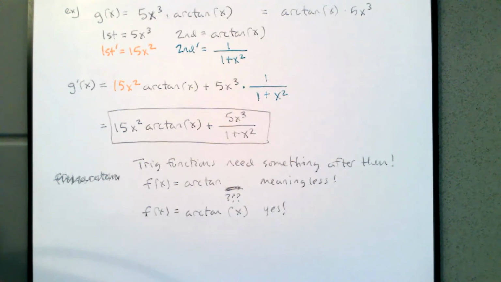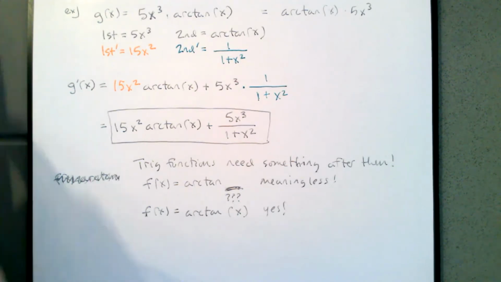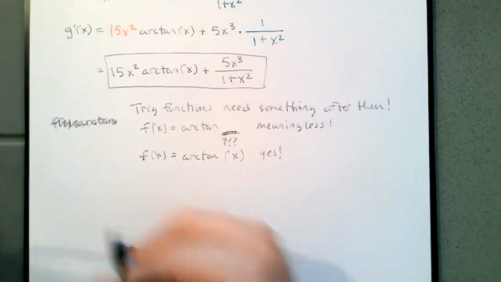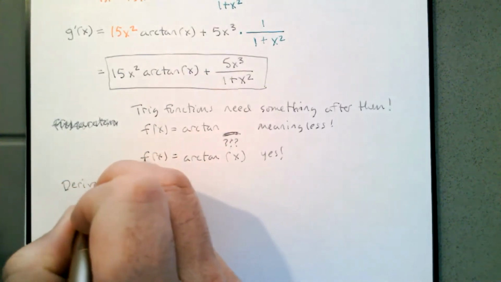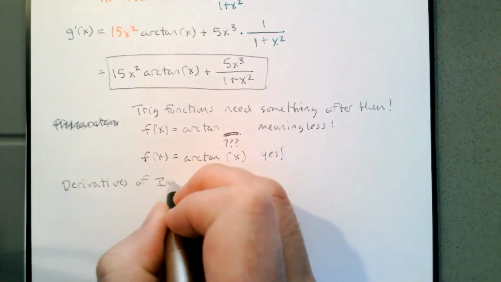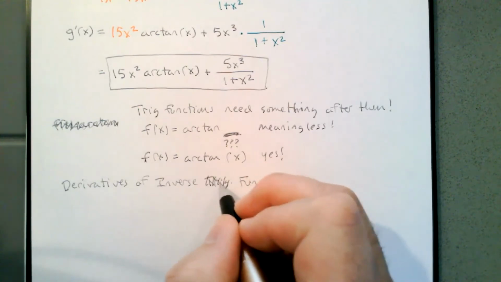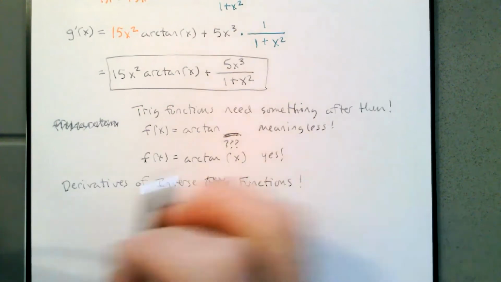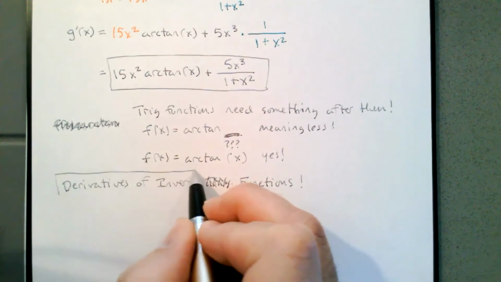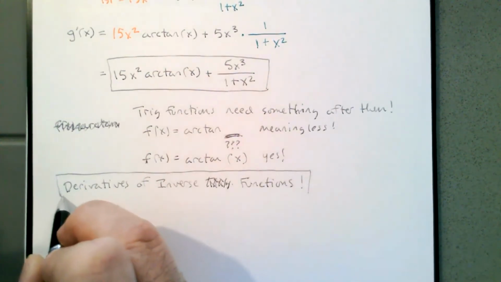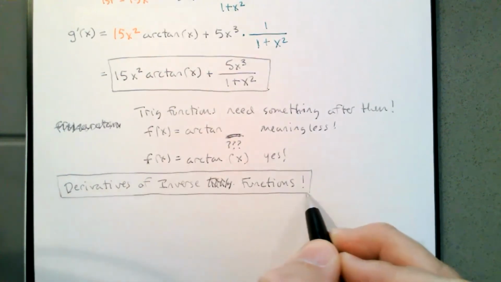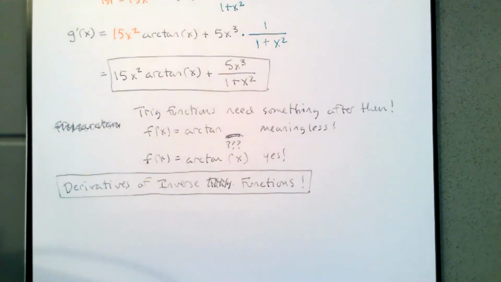One of the other inverse trig functions you'll need is the derivative of arcsecant. So that one you're going to have to go look up. Let's talk about where these derivatives of inverse functions come from, not just trig functions, but inverse functions in general.